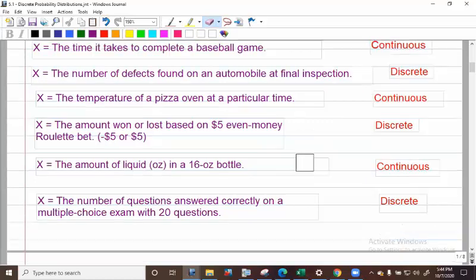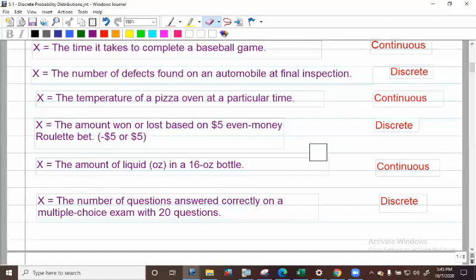The amount of liquid in a 16-ounce bottle, that's continuous. Theoretically, when you pour something, let's say water, it can be anything between 0 and 16. You'd have to have the right kind of measuring device, but it doesn't have to be just whole numbers. You could pour some in there and it could be 12.57 ounces or whatever like that.